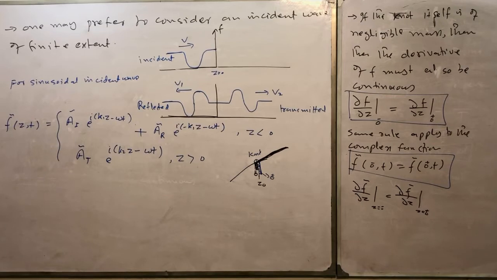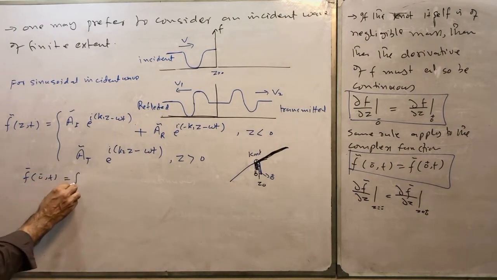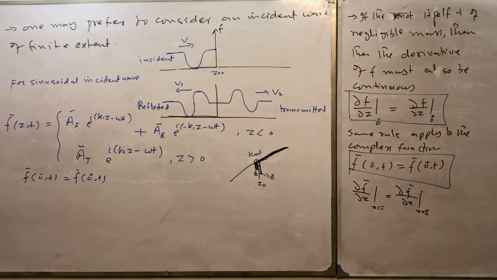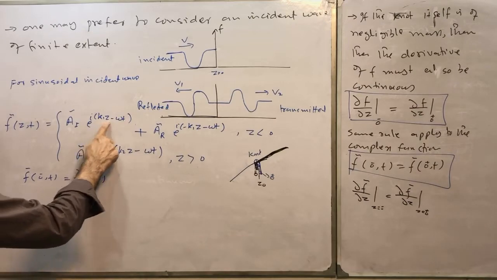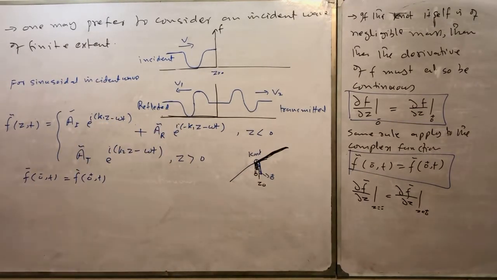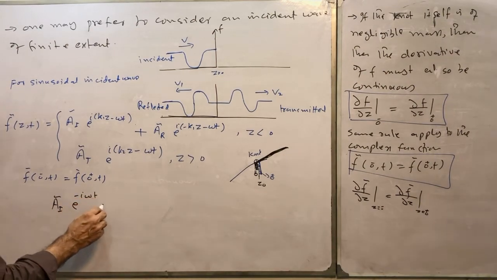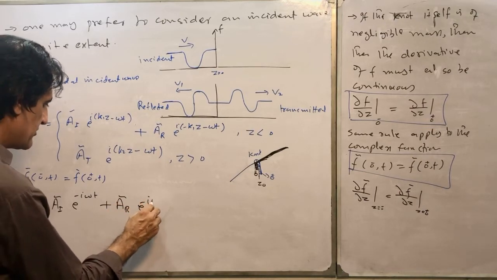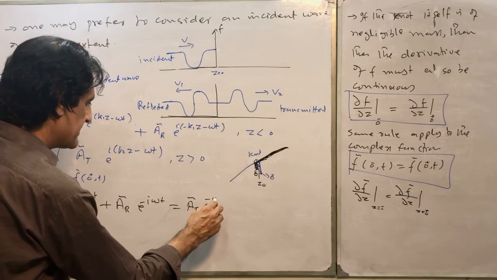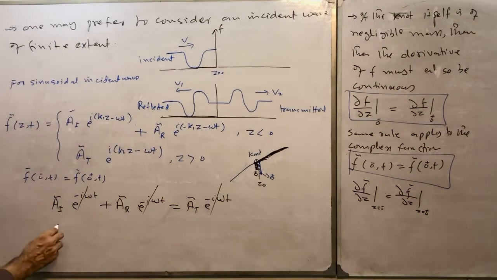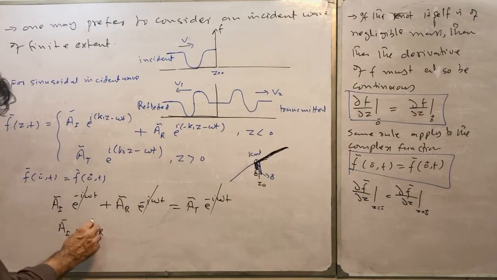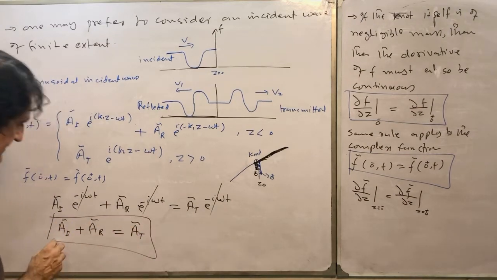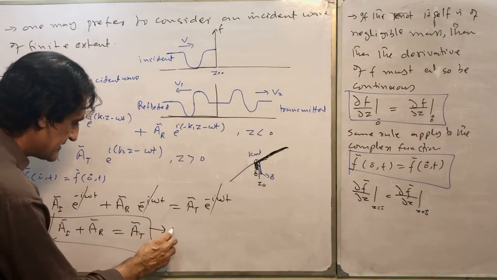And the first boundary condition is f tilde of 0 minus, t, which is equal to f tilde of 0 plus, t. Then what will happen? z is approximately equal to 0. So z is equal to 0 here, z is equal to 0 here. Then from this equation, ai e to the power minus iota omega t plus ar e to the power minus iota omega t is equal to at e to the power minus iota omega t. This term will cancel out, and ai plus ar is equal to at. I represent this as equation A.